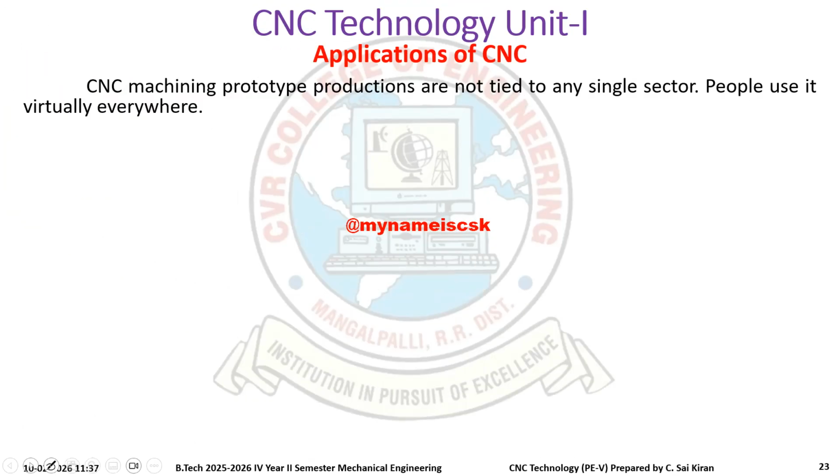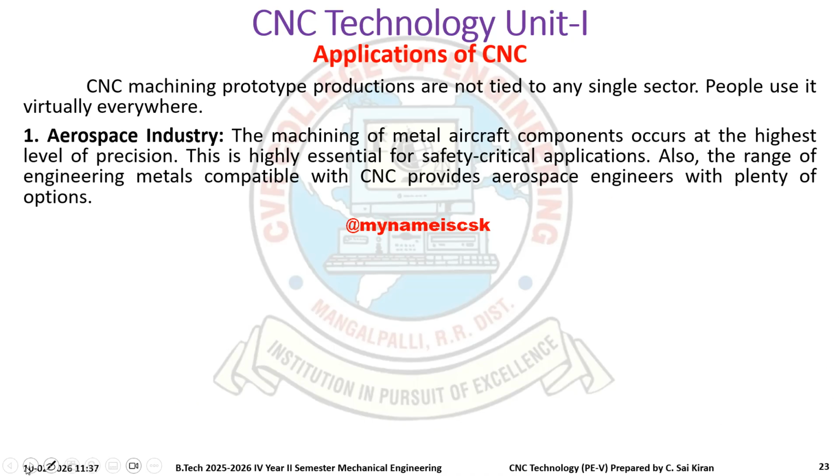Next, applications of CNC. CNC machining and prototype production are not tied to any single sector. We can use it anywhere, for a number of different applications. It is not that we use it only for one thing. We can use this CNC machine for many things. The first one is the aerospace industry. The aerospace industry needs very tight tolerances because we are spending huge amounts of money.